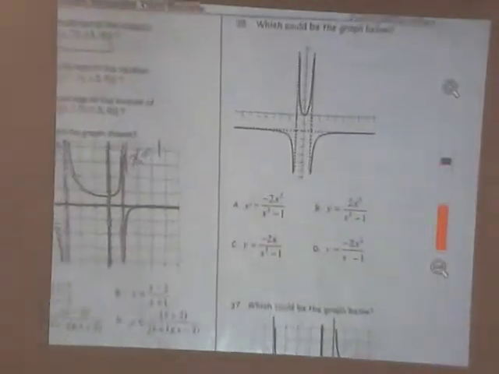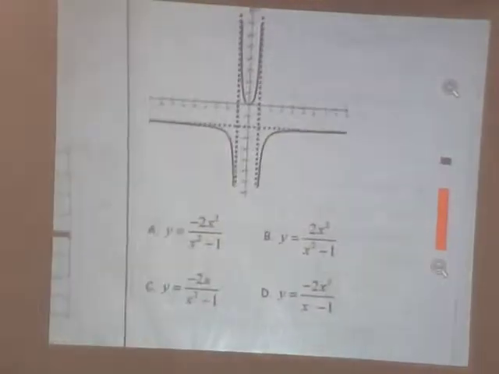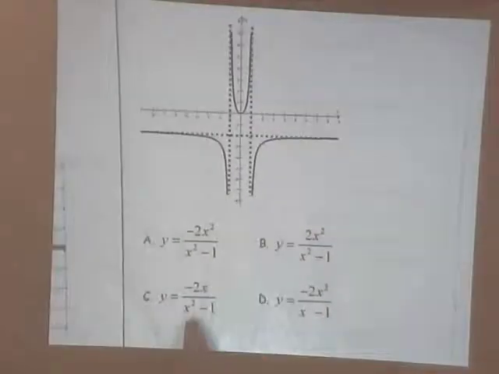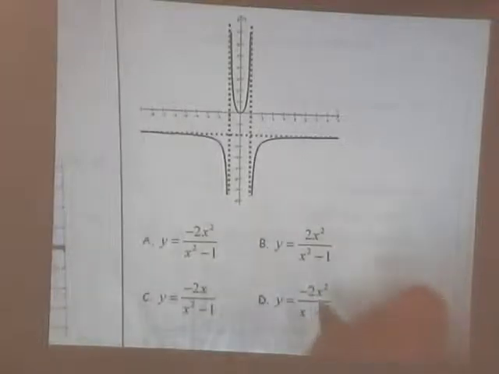All right, 36. Which could be the graph below? All right, once again, what's my vertical asymptotes? Plus or minus 1, right? X equals plus or minus 1. So what would my denominator look like? X squared minus 1, right? So we can cross D out.